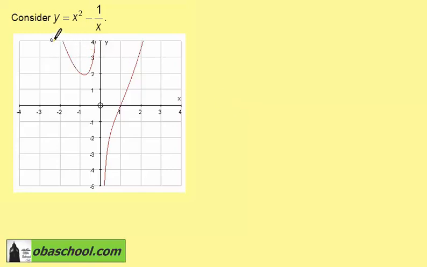Here we have the graph of y equals (x squared minus 1) over x. We're interested in roots of the equation. In other words, we're interested in where (x squared minus 1) over x is equal to 0. More generally, we're looking for solutions to f of x equals 0, and f of x in this case is (x squared minus 1) over x.